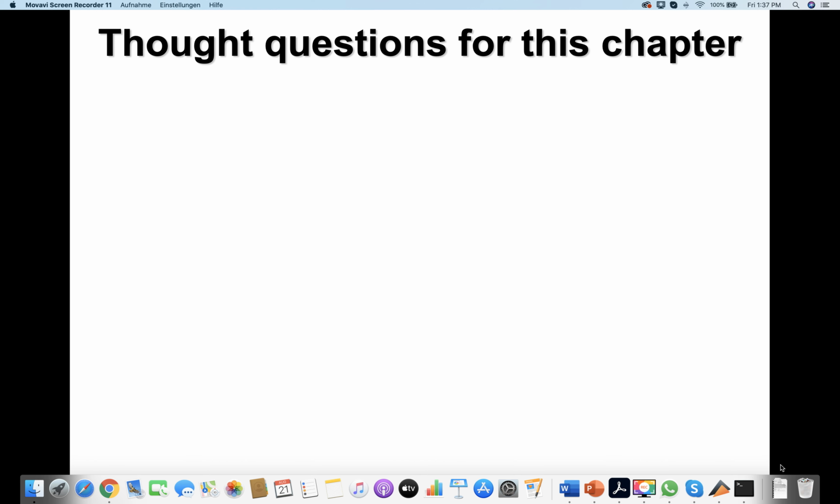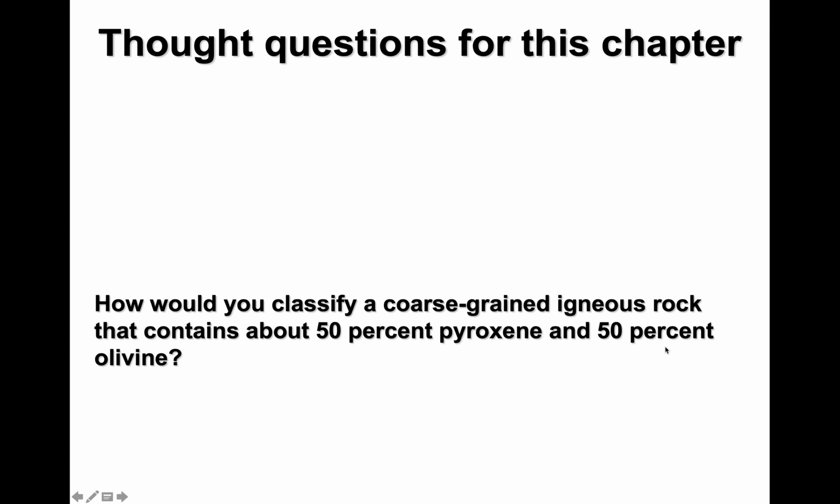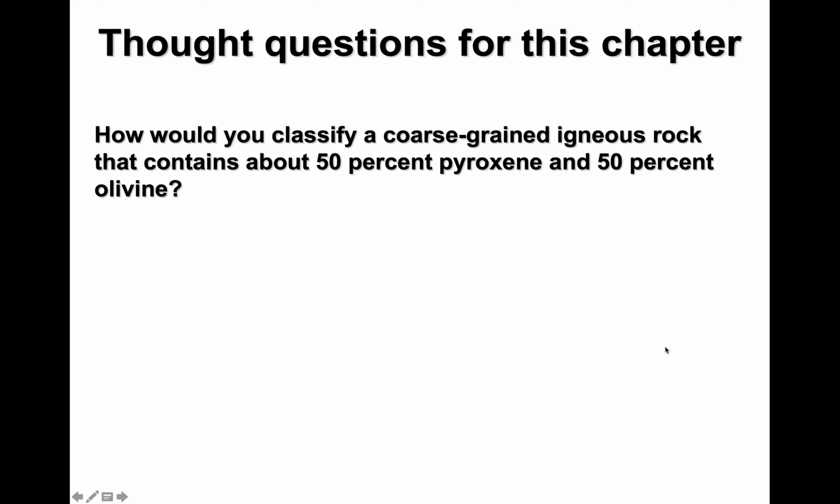So now we are continuing just with short questions for this chapter. How would you classify a coarse-grained igneous rock that contains 50% of pyroxene and 50% of olivine? You can just use the diagram from before and compare it, and then we can figure it out.